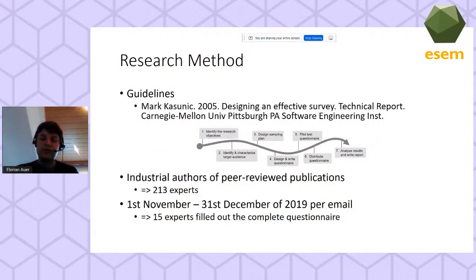To answer the two research questions, we conducted an expert survey. We sent out a questionnaire per email to 213 industrial experts that we collected from relevant peer-reviewed publications. We identified the peer-reviewed publications based on two recent literature reviews in the field and applied snowballing on the set of papers. In total, 15 of the 213 experts filled out the online questionnaire. That is about 7% of all experts that we contacted.